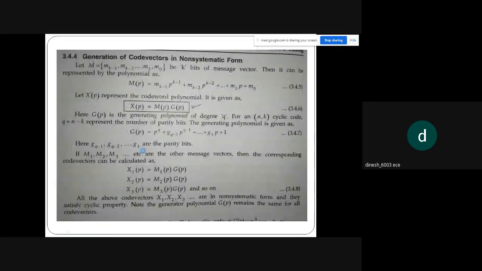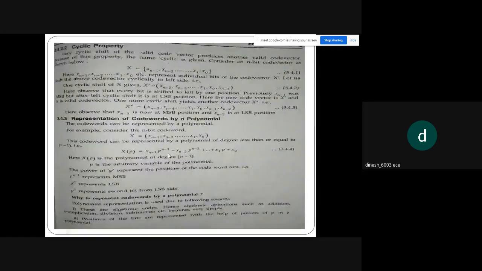I'll complete this, then I'll take the attendance. Only the representation of code words. The representation of code words is easily done by a polynomial. Why? Because the representation will be in the form of degrees. So a polynomial of a degree can be easily used to indicate in which degree these are present.